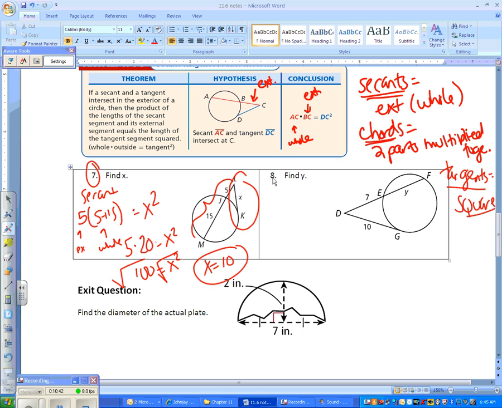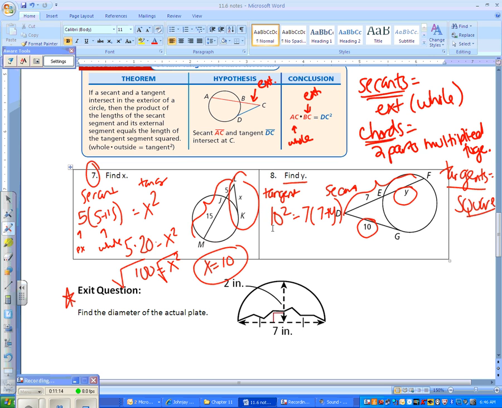All right, I'm going to do 8 for you too, because this one's another tricky one, and then you guys can do the exit question, and that's it, okay? Okay, so for 8, it says find y. That's this part. We're still going to take the tangent part, and all you do is square it. So that's 10 squared. This is tangent over here. For the secant, remember you do the external part, that's 7, times the whole thing. So 7 plus y.